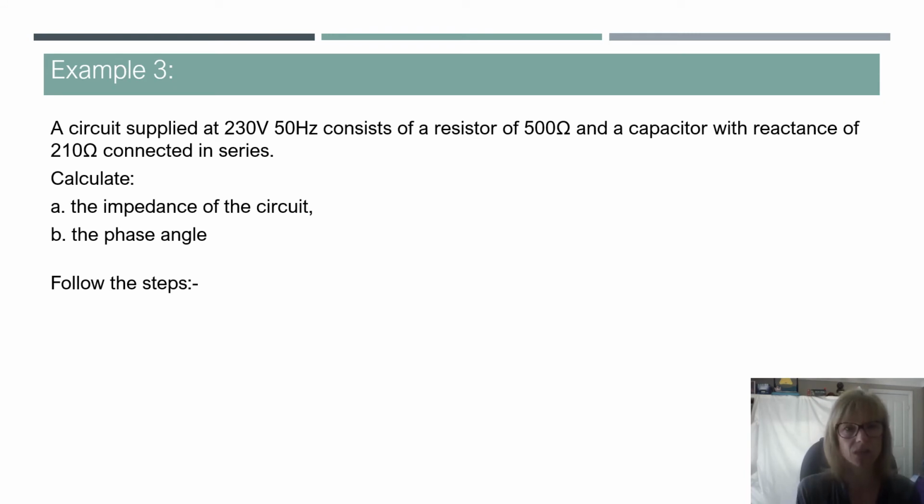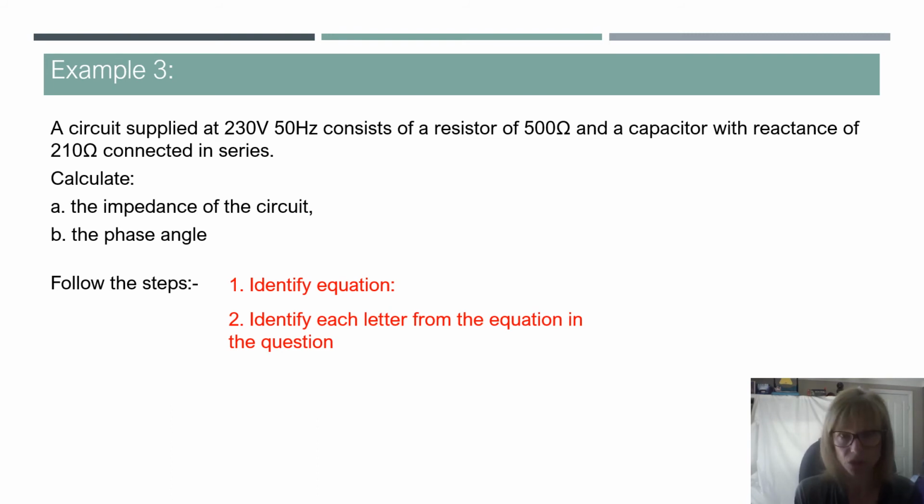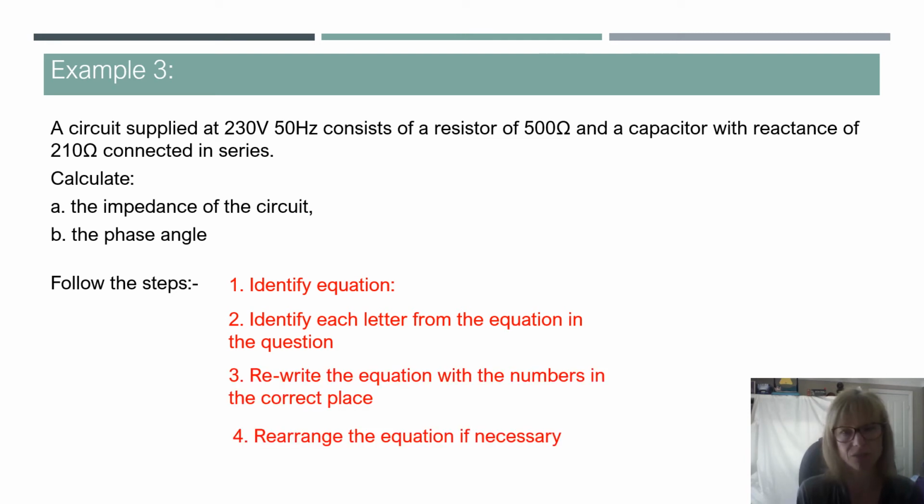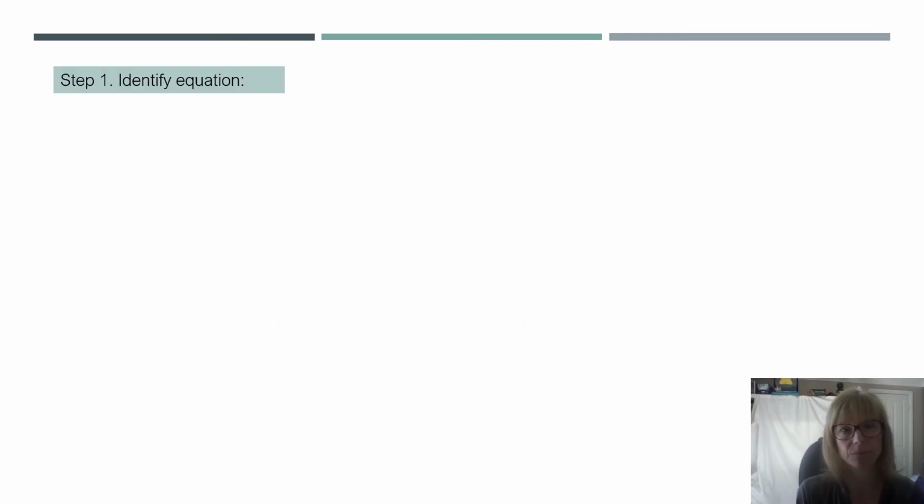All right, so identify the equation. Look at your numbers in your question and identify the letters from the equation. Rewrite the equation and rearrange it if necessary. So, step 1, which equation do we want? We want our Z: R squared plus XC squared, and all of that square rooted.